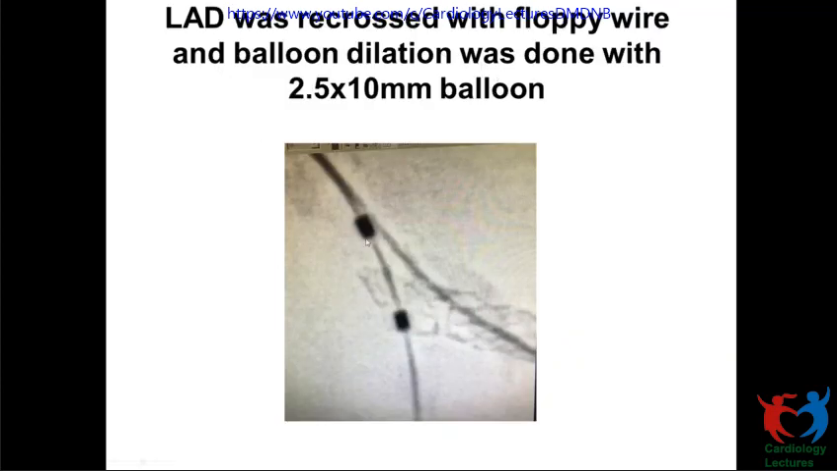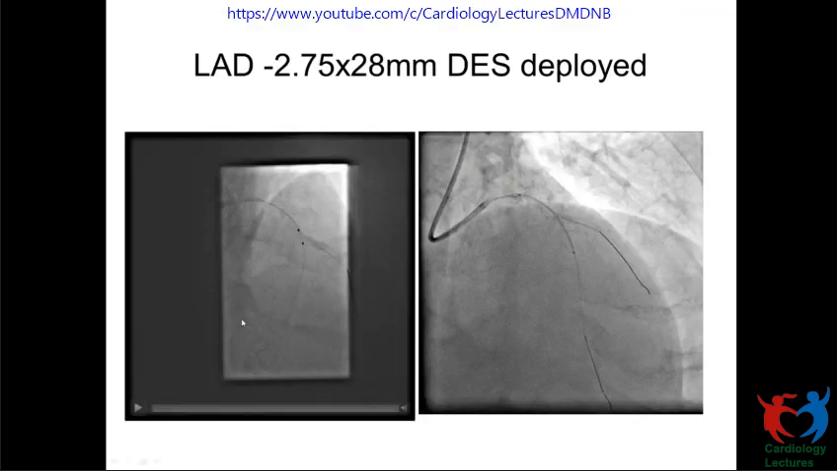And then LED was recrossed with a floppy wire, as you can see, and then was dilated with a 2.5 into 10 millimeter balloon. One more step I wanted to say here is when you are having difficulty in crossing from LED to the diagonal, then do an anchor balloon technique. Put a wire into the LED, pass a balloon into the LED and fix it, and try to pass it. Especially this is very helpful when the patient has calcium in the ostium of the diagonal regions. That facilitates the delivery of the stent.